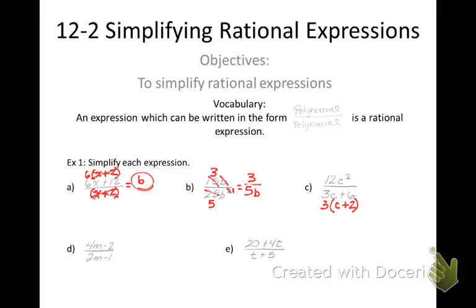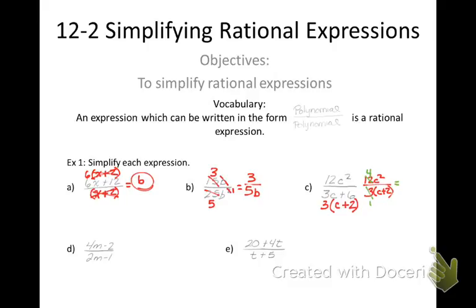Okay, so I'm going to rewrite it again: 12c squared over 3 times the quantity c plus 2. Since the top does not have an adding or subtraction, you can reduce the numbers on the outside of the parentheses. So 3 goes into 12 how many times? 4 times. And there's no c left on the outside, so you cannot reduce anymore.